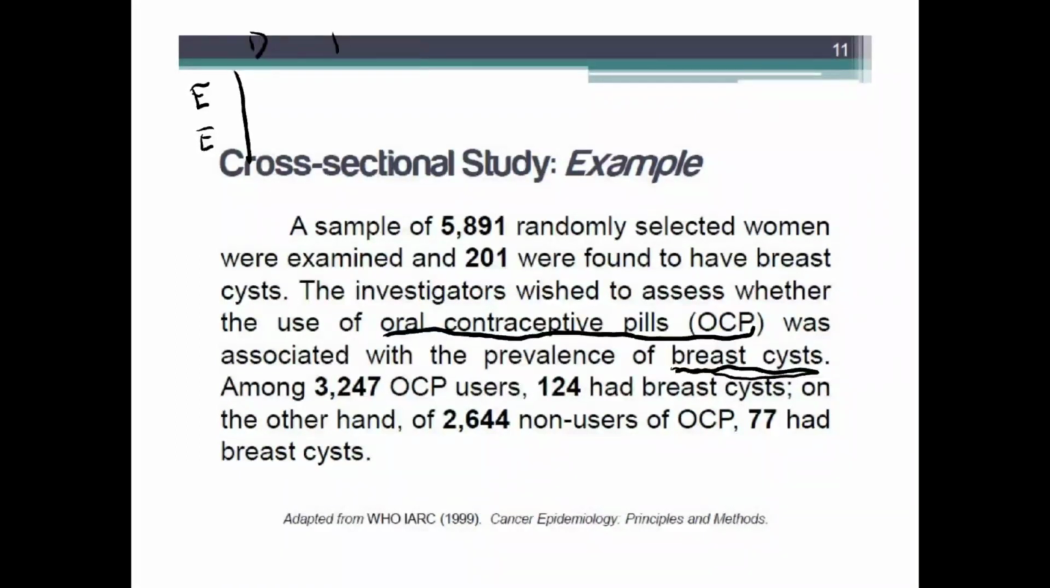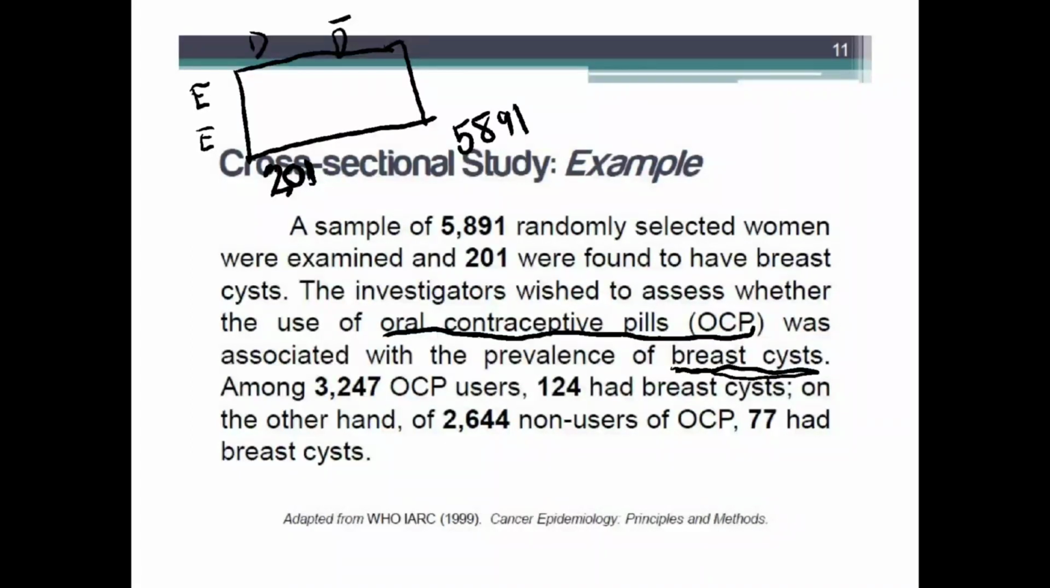Disease, without the disease. So, sabi niya, ang 201 and 5891. So, 201 yung may breast cyst. Lahat daw ng mga may sakit na to, ang total nila is 201. 5891 is yung total population ng lahat ng yan. Okay? Next.